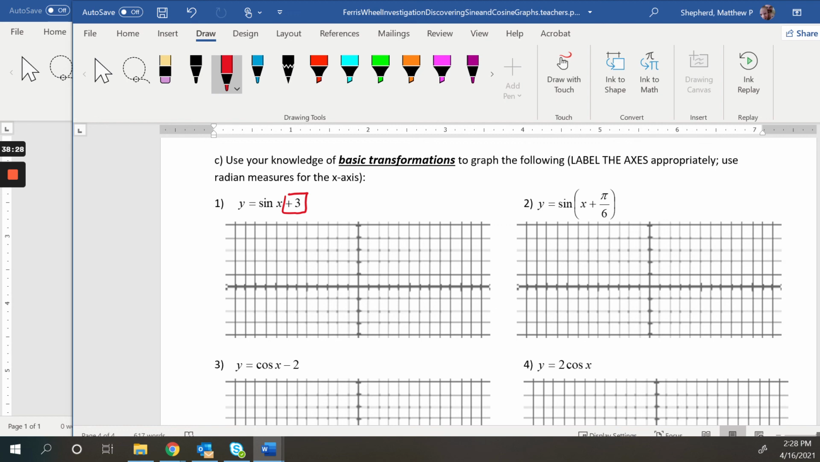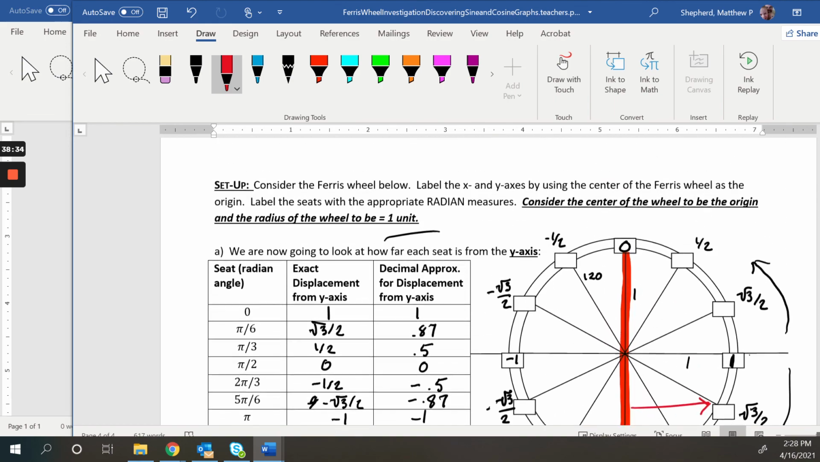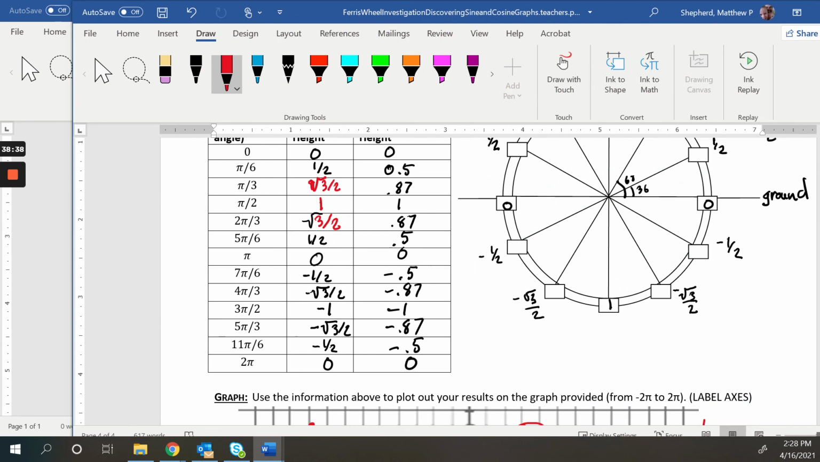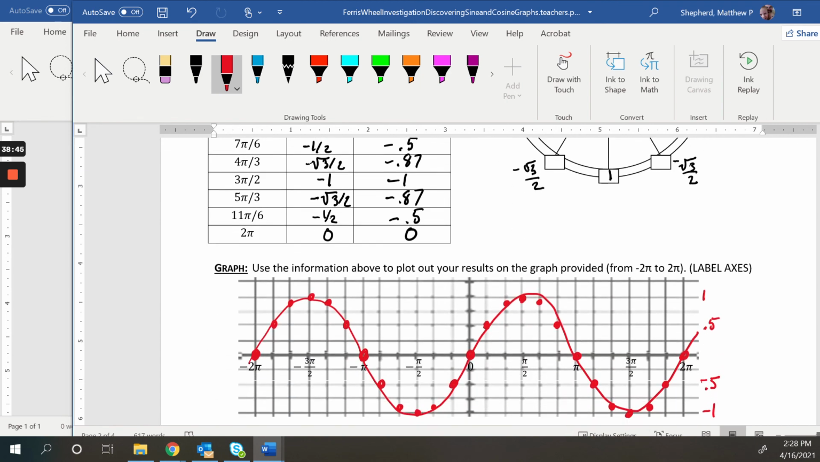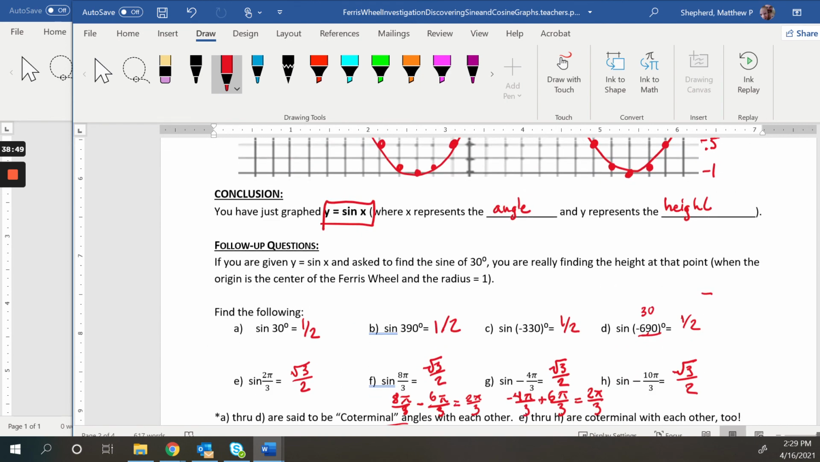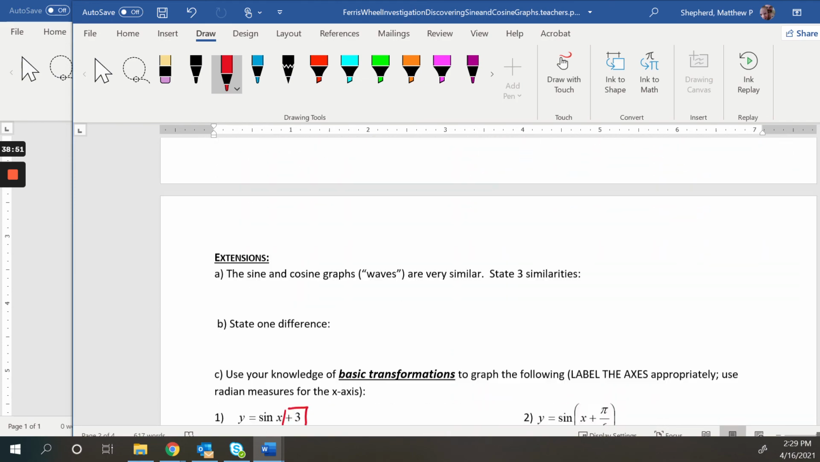So notice we've already graphed a sine, and this is just sine plus 3. Well, what is the plus 3 going to do? It's going to take all those numbers that we got for sine and just add a 3. So we could use all these same numbers, but just add 3. How would that affect our graph? Well, all those dots would just be 3 higher.